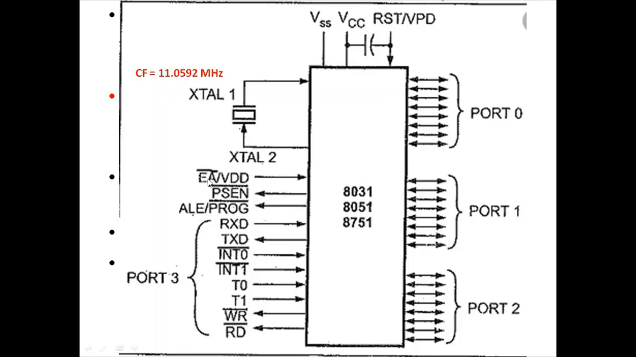And I said whenever I'm accessing external ROM, how do I read data? I use this PSEN bar. So PSEN bar is used to read data from your external ROM. ALE, address latch enable. The port pins are multiplexed with address and data lines. So when I want to demultiplex the data and address lines, I use ALE.